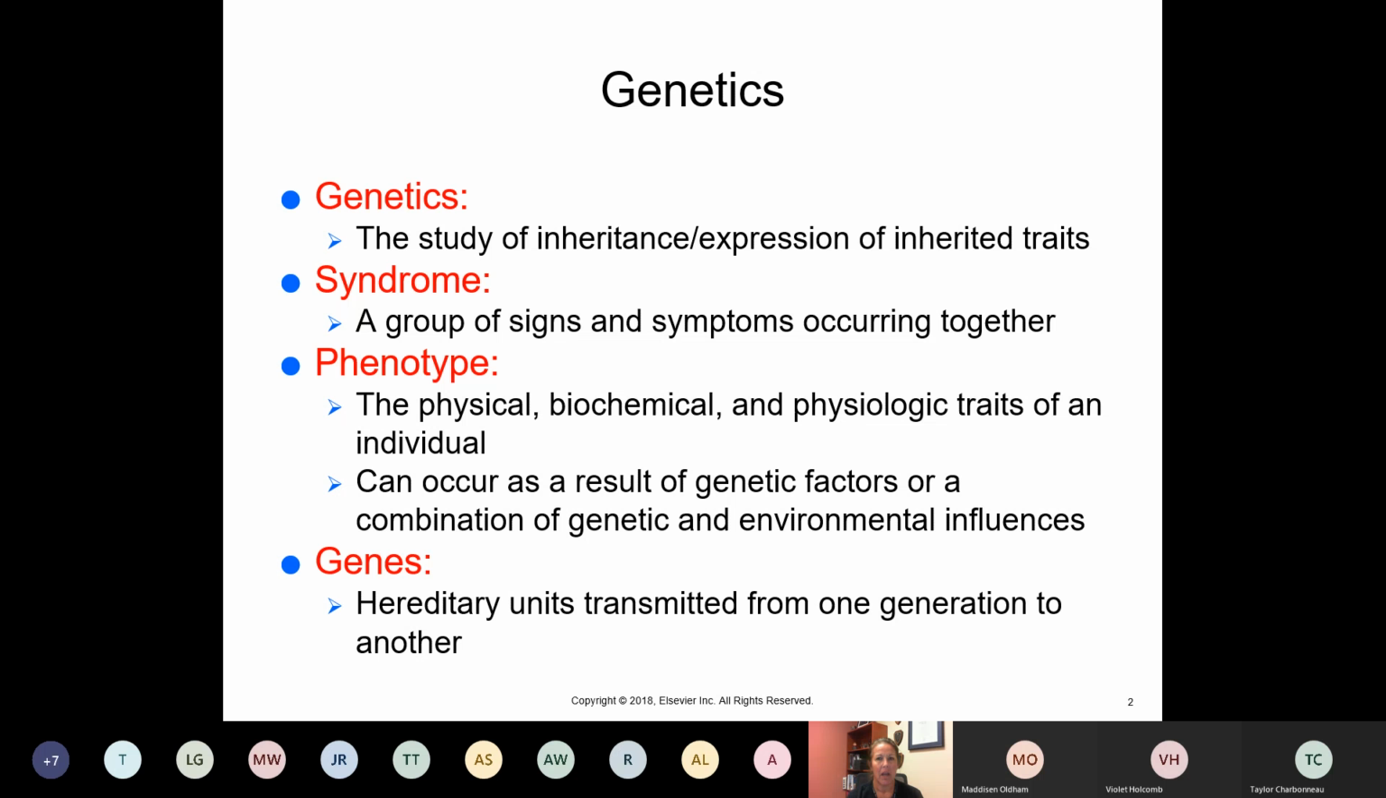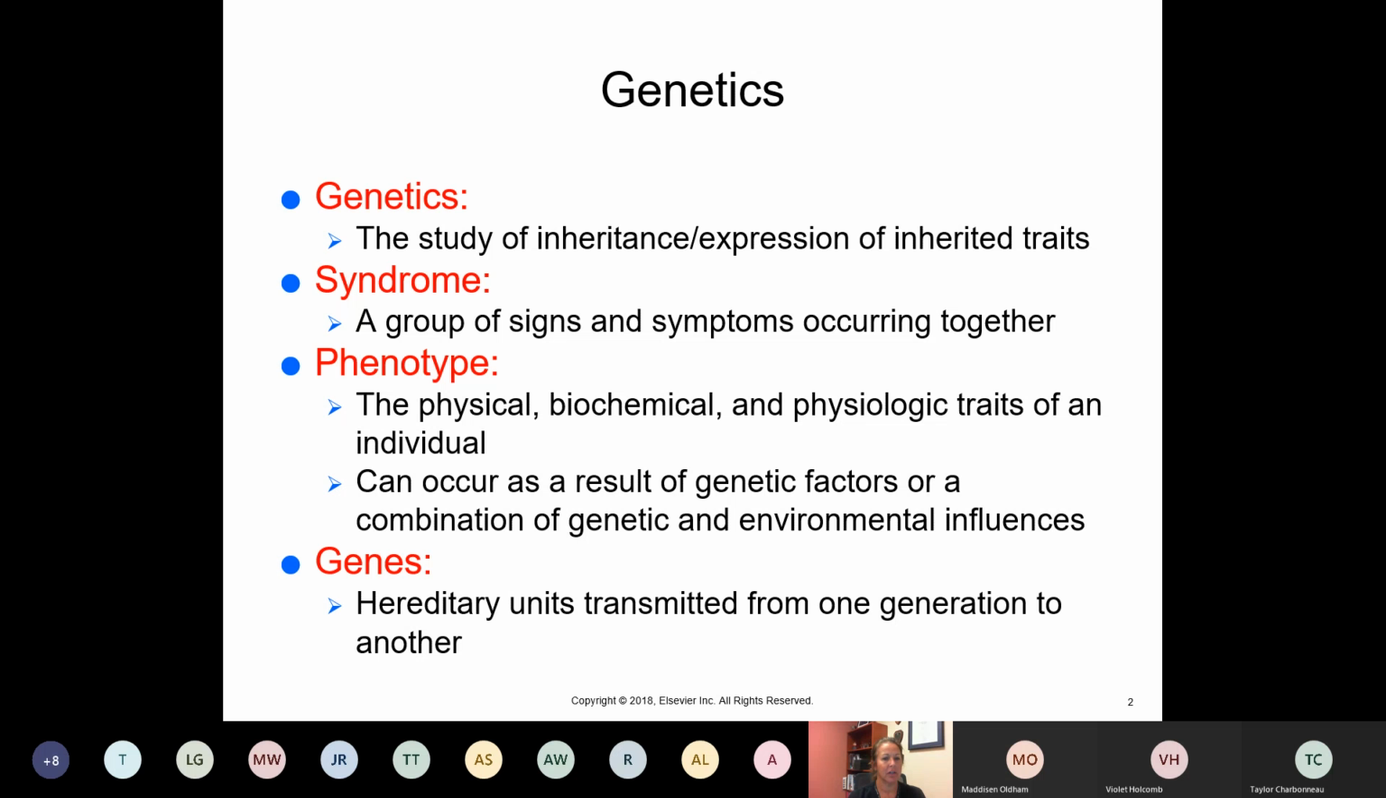Phenotype is what I actually exhibit when you look at me. So that's my physical, my biochemical, my physiological traits. When you look at someone, I have brown eyes, I have curly hair, I have straight hair, whatever that may be, that is my phenotype. These can occur as a result of genetic factors, something that's been passed down to you genetically, or possibly through environmental influences.